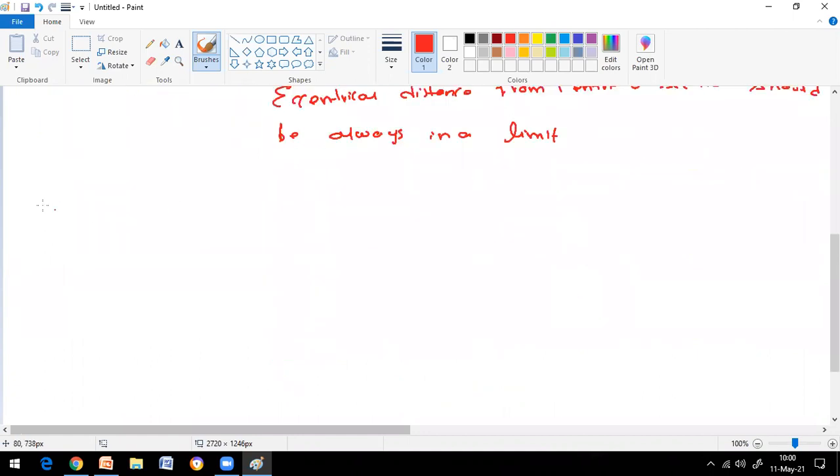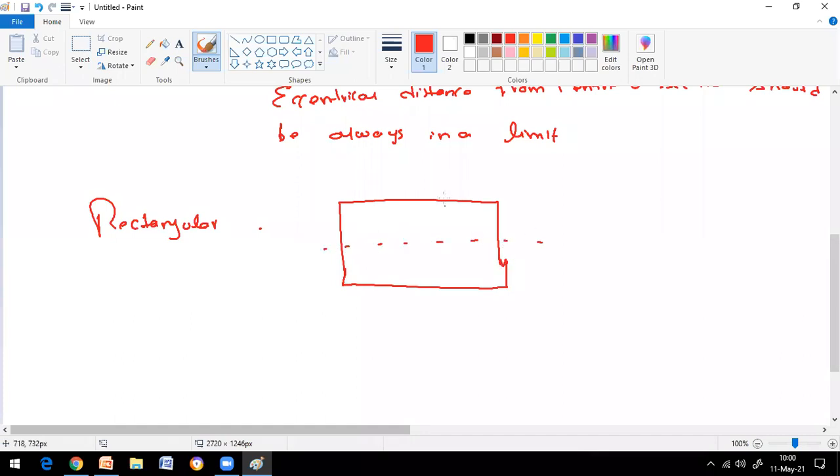So what is that limit? We have seen two examples yesterday. One is a rectangular section. So for a rectangular section, what is your eccentrical limit? If you take your elastic section, this is the area within which you are supposed to apply the load. This distance is D by 3, and this is B by 3.